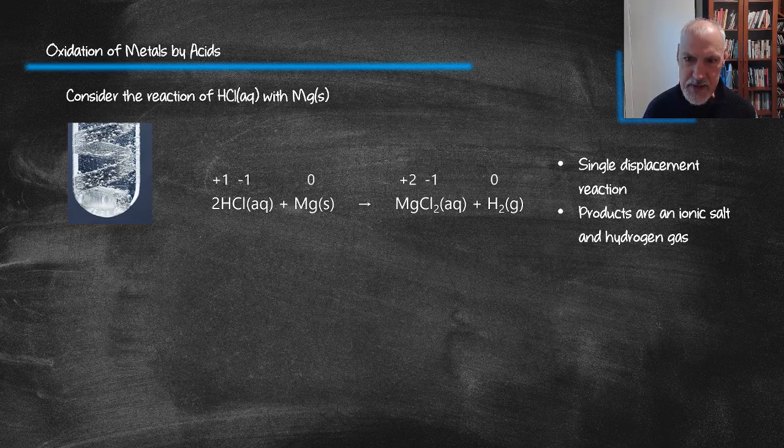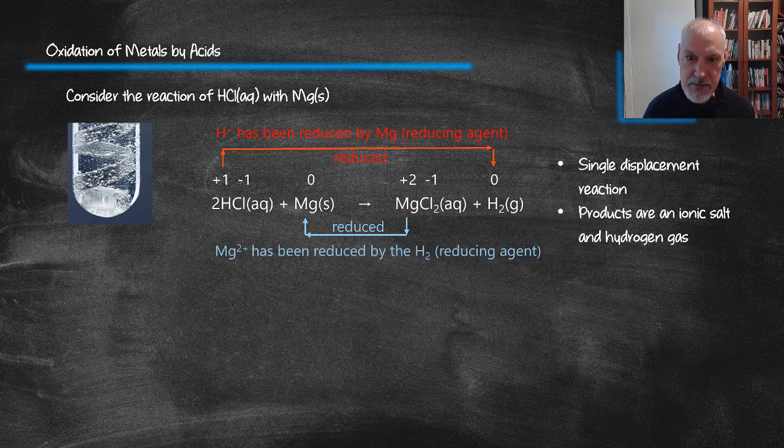Let's examine the oxidation states of the species involved. I can see that the hydrogen ion in the acid has been reduced. That would therefore make magnesium the reducing agent. If we consider the reverse reaction, we can see that the magnesium ion has been reduced, forming the magnesium solid. That would therefore make hydrogen the reducing agent in the reverse direction.